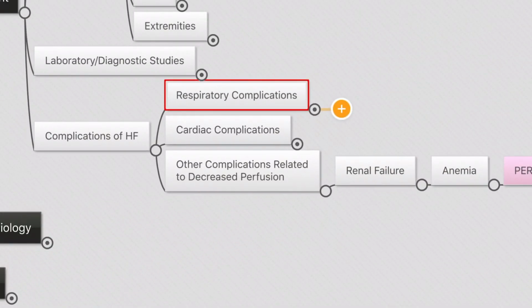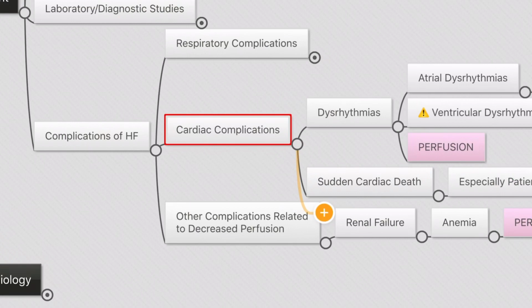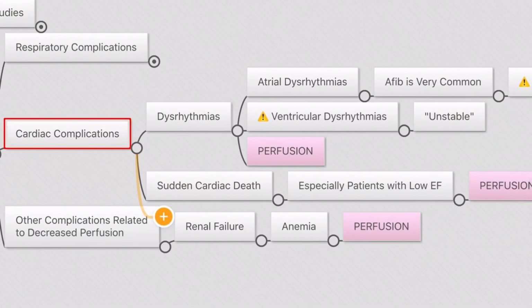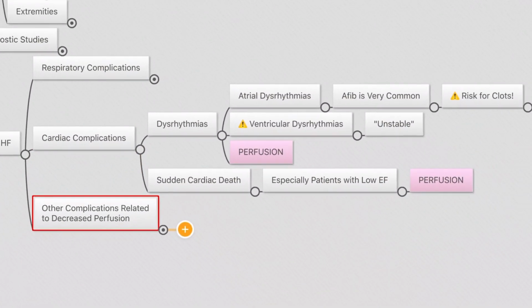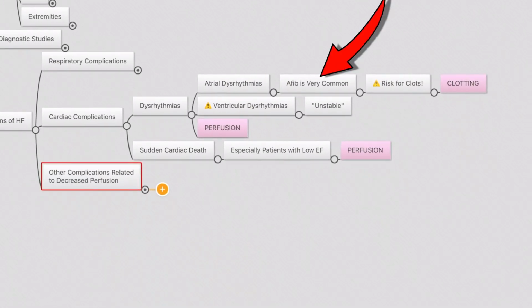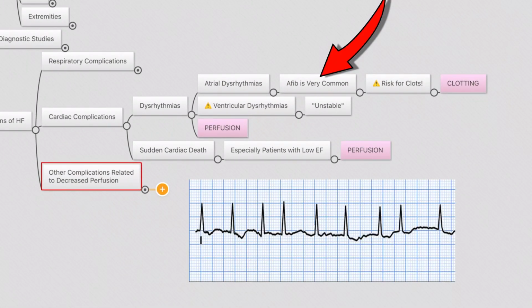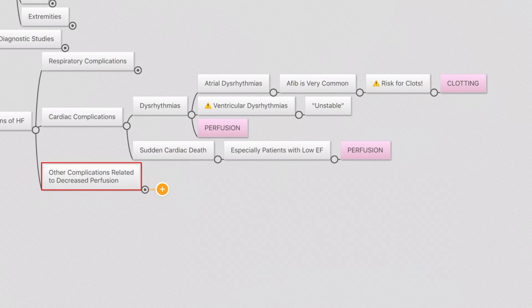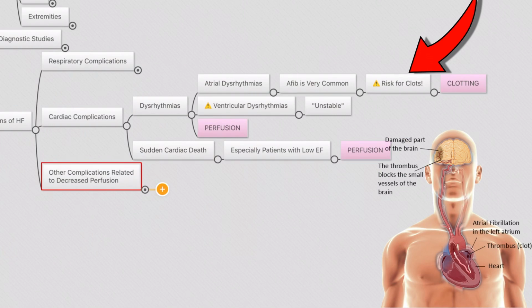Now, the next complication would be cardiac complication. Dysrhythmia is actually very common if a patient has heart failure, especially atrial dysrhythmia. AFib is very, very common. But if a patient is developing AFib, then there's always risk for getting clots. So clotting is a concept here.